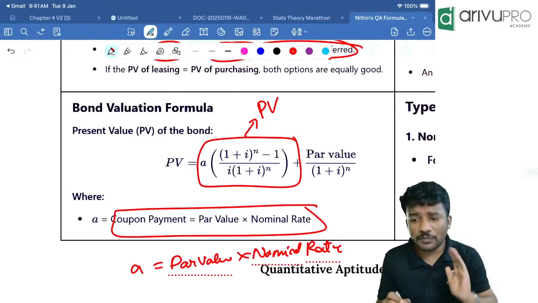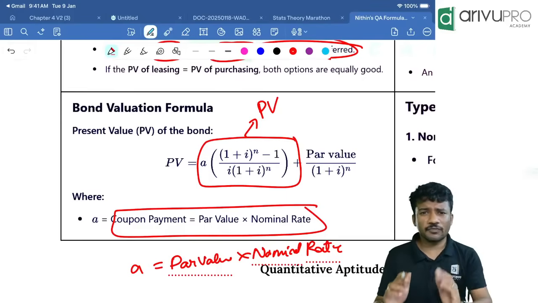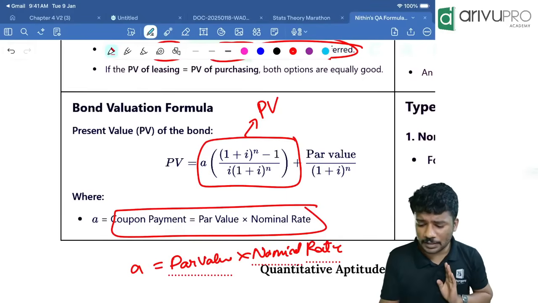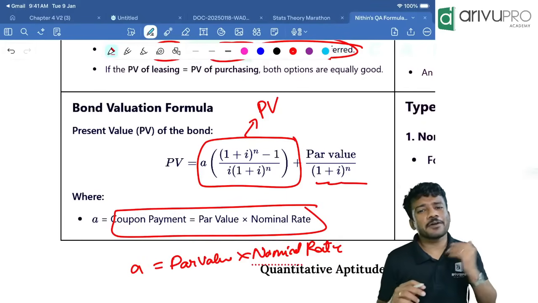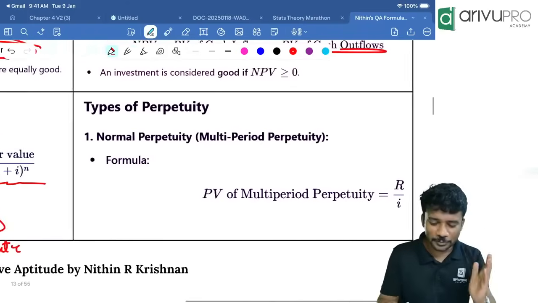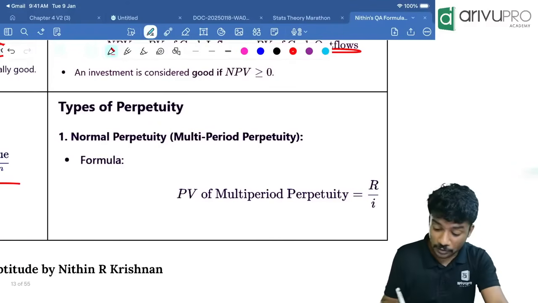Then you can find the present value. Then you will click M plus on your calculator. Then par value divided by 1 plus I the whole power n. That will also be there in the question itself if they ask you in the exam.